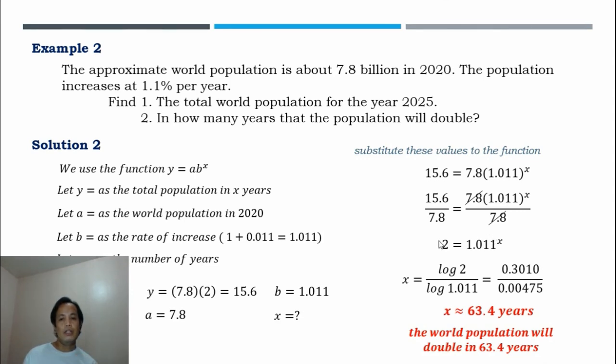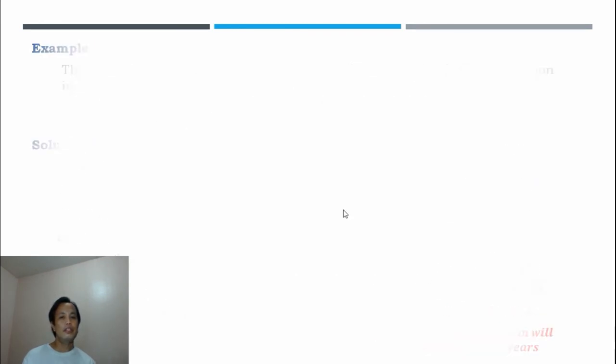The population will reach 15.6 billion after 63.4 years at a rate of 1.1 percent per year, assuming that the rate is constant. I hope you have learned something.